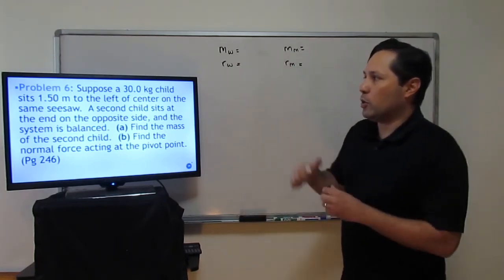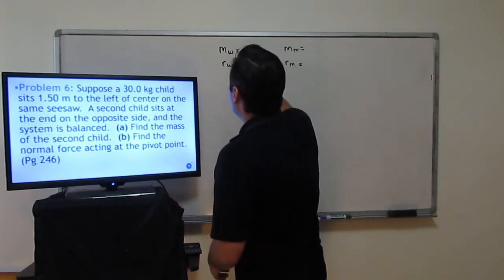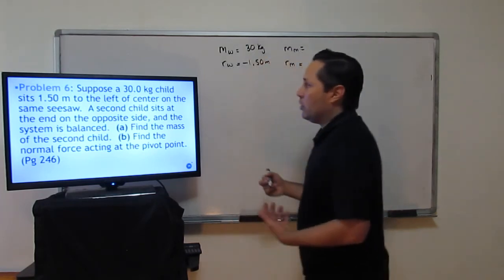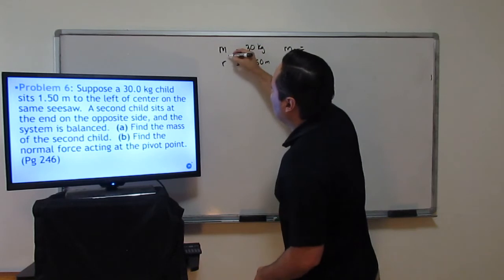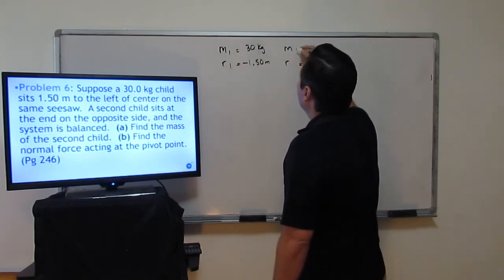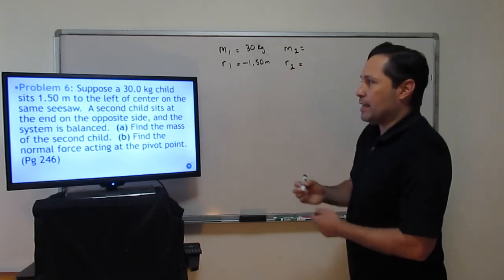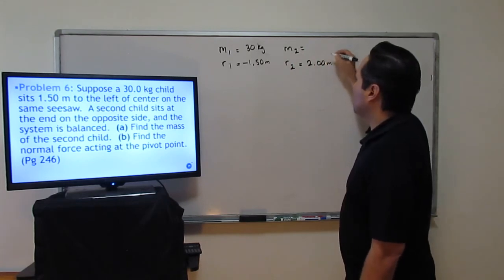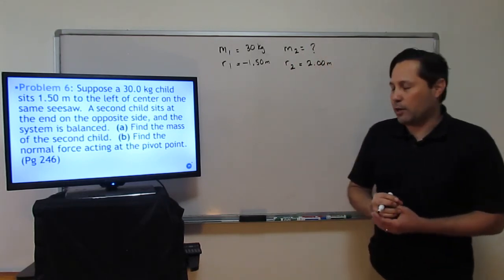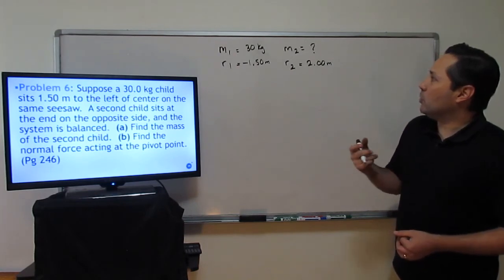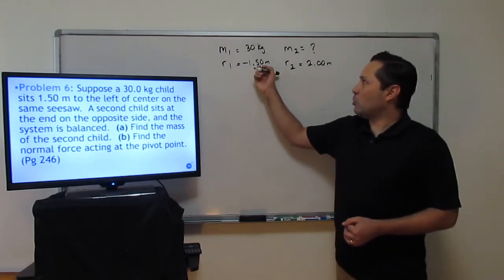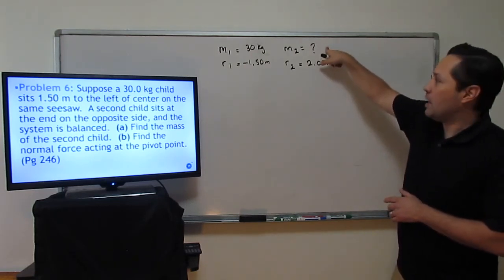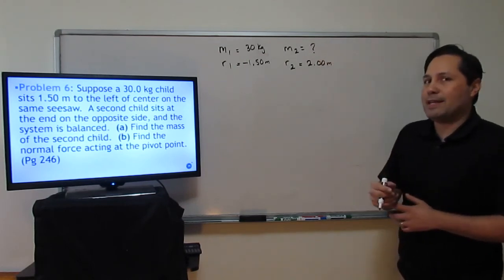So we have one kid who is at 1.5 on the left-hand side. I'm going to put negative 1.5 meters, and he has a mass of 30 kilograms. On the other side is his friend. We're going to call them 1 and 2. His friend sits all the way at the end on the opposite side, so that is sitting at 2 meters. And they want to know, what is the mass of the second child? Now we do know that this boy is closer and has a mass of 30. So for the other boy to be further away and still be in equilibrium, he must have a smaller mass.